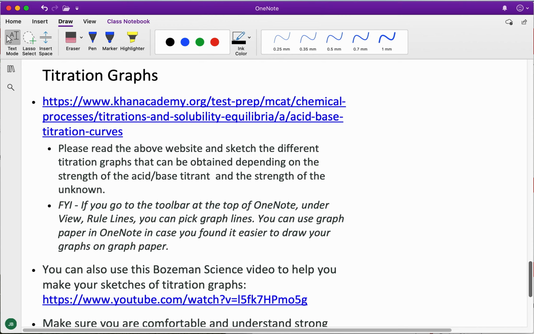Now, if you are doing all of this in OneNote, you can go to the top of OneNote under View, go to Rule Lines, and you can pick graph paper in case you find it easier to draw your graphs on there. Don't forget to also denote where the equivalence point would be for each one of these types of graphs.